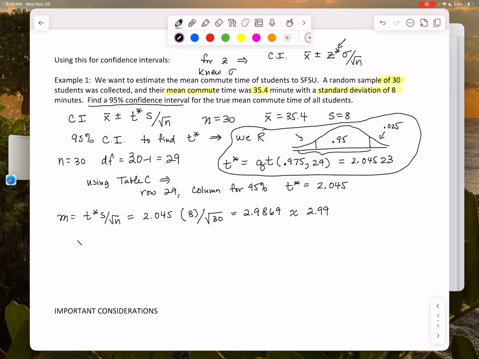And so my confidence interval, which is x bar plus or minus my margin of error. My sample average is 35.1 plus or minus my margin of error, which is 2.99. If I do 35.4 minus 2.99, I get 32.41. And if I add 2.99, I get 38.39. So this is how we can use these to find confidence intervals.